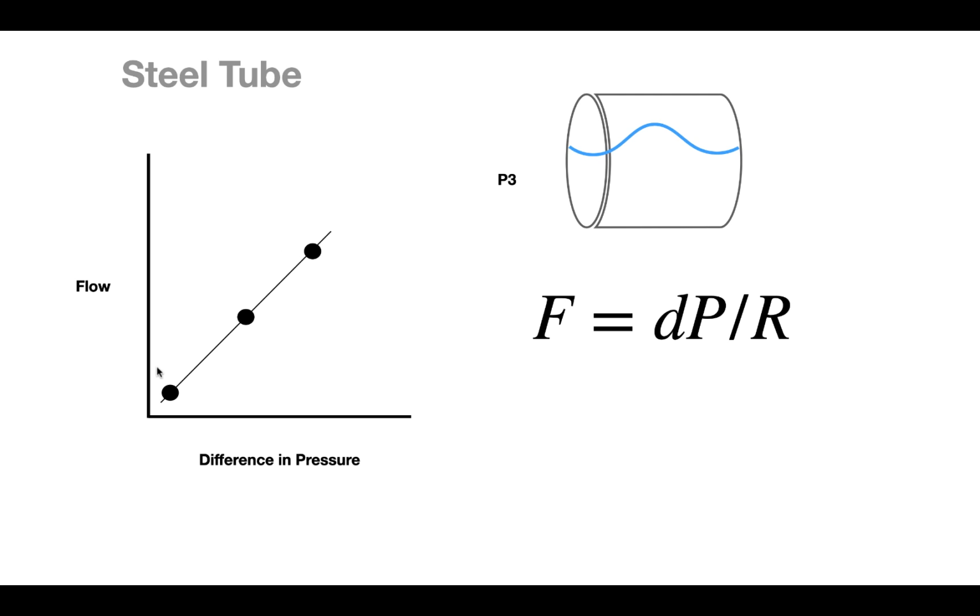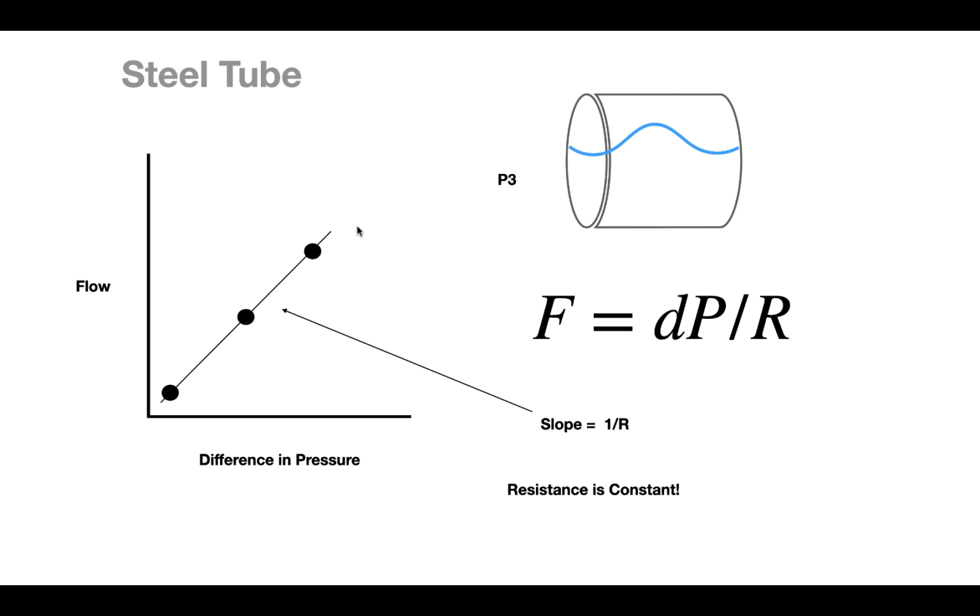Now remember, this line has an equation format of y equals mx plus b. So the y in this case is going to be the flow rate, the x is going to be the difference in pressure, and the slope, which is m, is going to be 1 over the resistance. So the slope is 1 over the resistance. Now what this graph is telling you is that inside this steel tube, the resistance is constant. And the reason why we can say that is because the line here is a nice straight linear relationship. So the slope is going to be constant, therefore the resistance is constant.